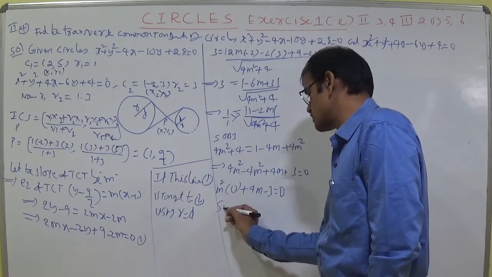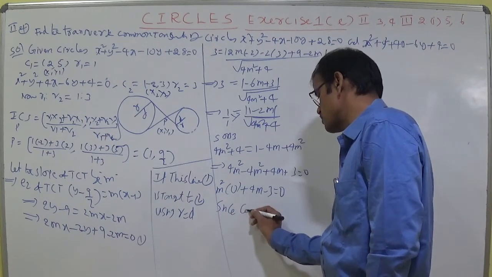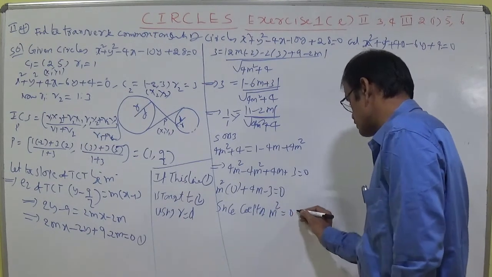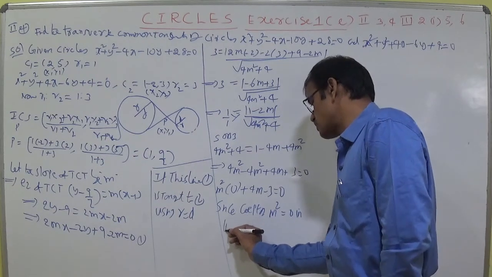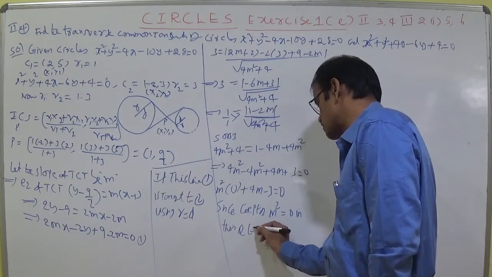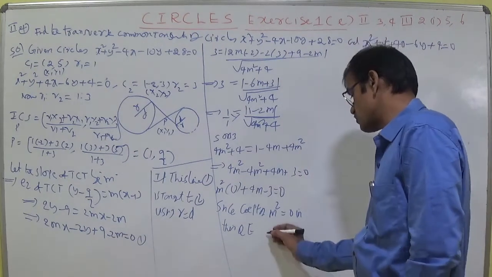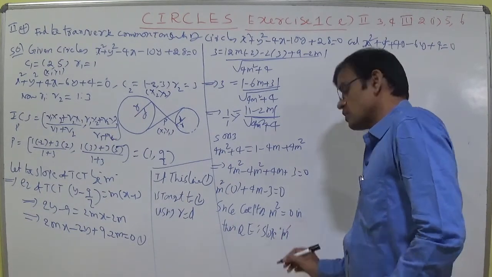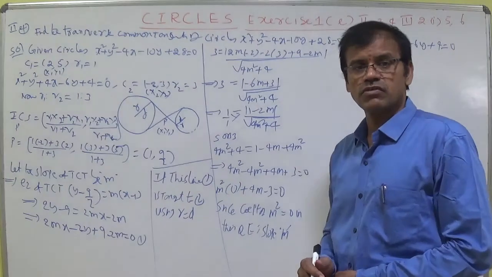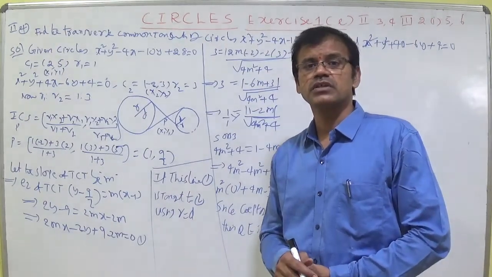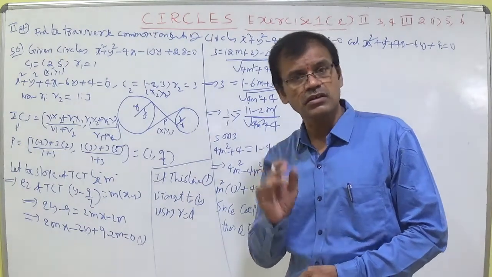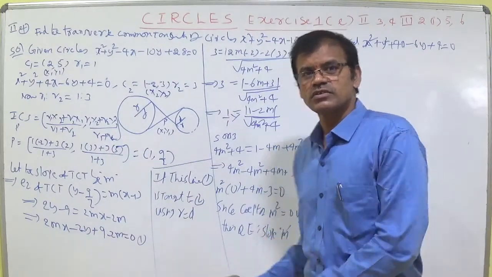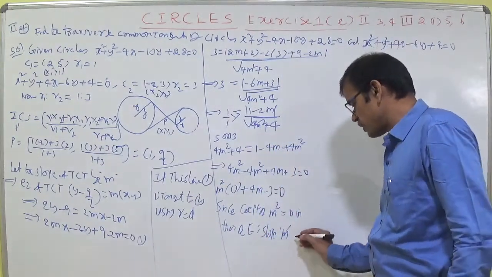Since here you should write this is a quadratic equation. Since coefficient of m square equals 0 in this quadratic equation, slope m is not defined, because ax square plus bx plus c equal to 0 is a quadratic equation. The quadratic equation should be in the form of ax square plus bx plus c equal to 0 where a not equal to 0. Therefore, absolutely we can say that a not equal to 0. That is why slope m is not defined.